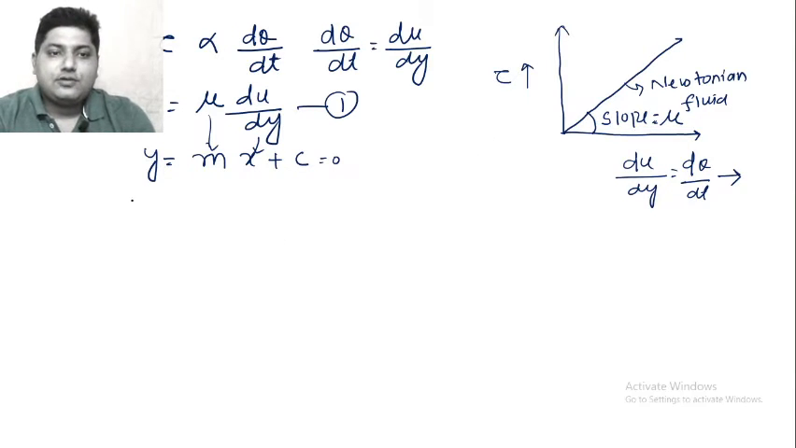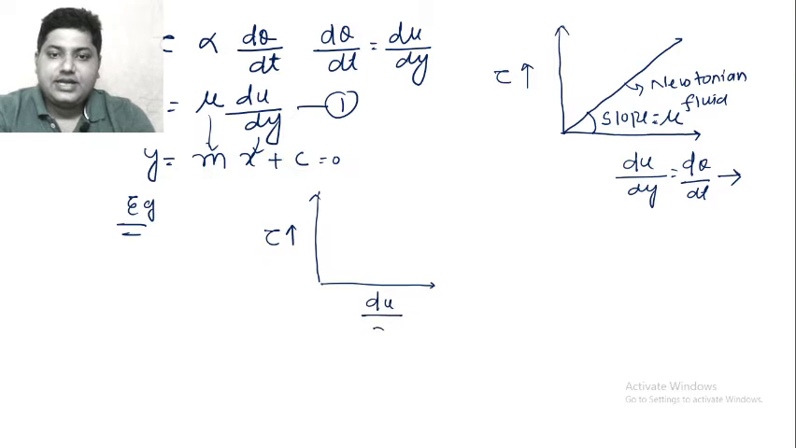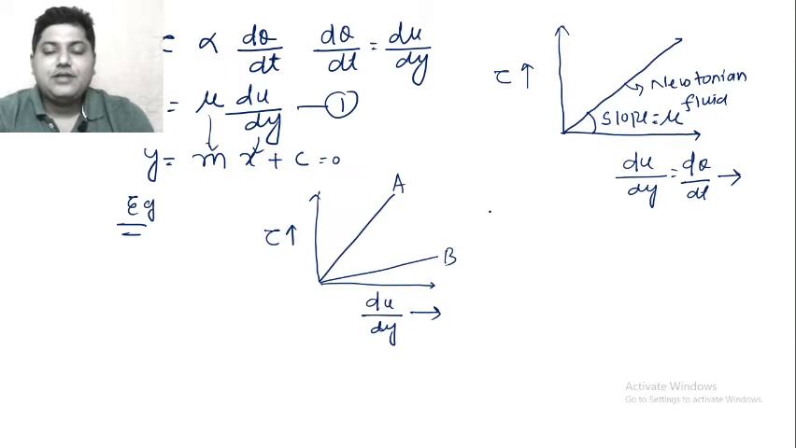So now, for example, there will be two fluids. Suppose this is the shear stress on the y axis, and this is the velocity gradient du by dy on the x axis. Now suppose there are two liquids, A and B. Now you tell me which liquid has more viscosity.